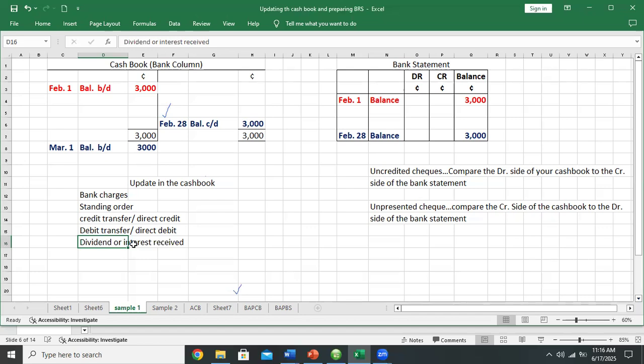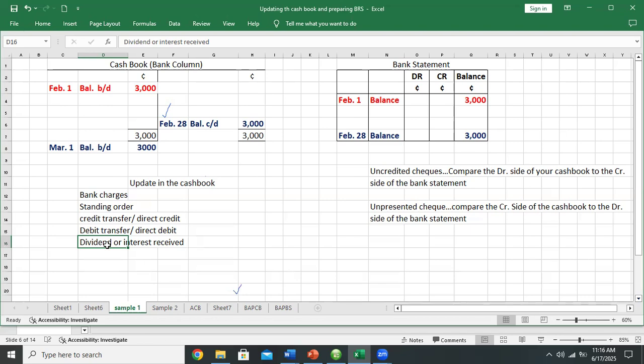Or sometimes the bank can even give you interest on your bank account. I think a common one is when MTN credits you with, they call it Momo interest or something. I remember last time they sent me 3 cedis as interest on my account. So that is the dividend or the interest received.